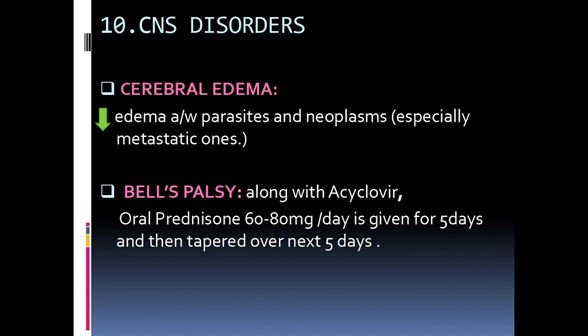Then CNS disorders, central nervous system disorders like cerebral edema. Glucocorticoids decrease edema associated with parasites and neoplasms, especially metastatic ones. Then in Bell's palsy, along with acyclovir, glucocorticoids like oral prednisone 60 to 80 mg per day are given for 5 days and then tapered over the next 5 days.